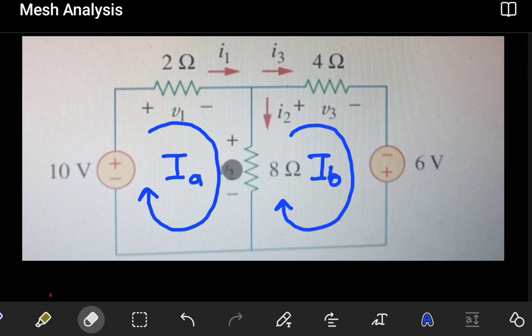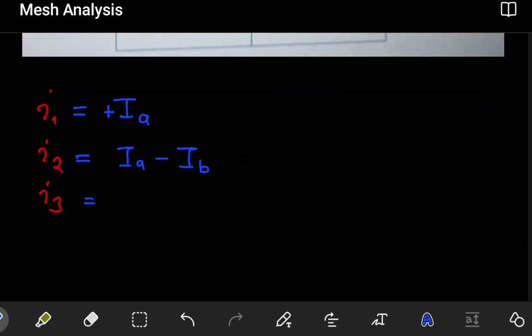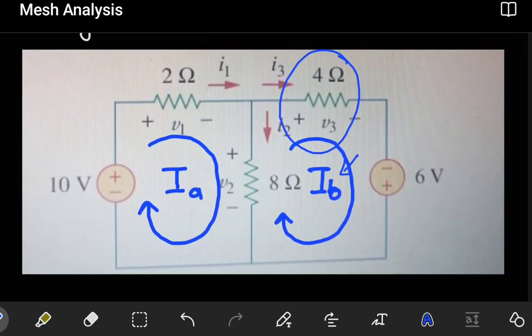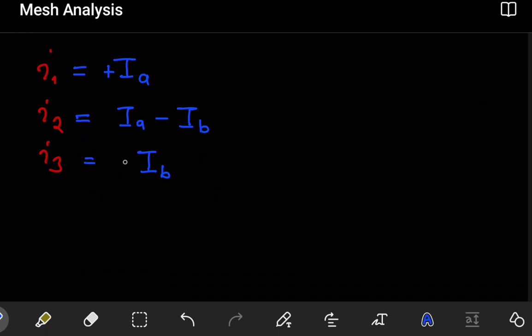The last one is I3, and my I3 is this side, passing in this branch. Which mesh current affects that branch? We see that it's only IB. Because of that, I will conclude that my I3 is only related to IB, but is it positive or negative? When passing across the 3 ohm resistor, for example, IB is going in this direction, which is the same direction as my current I3. Because of that, I3 equals IB, positive there.